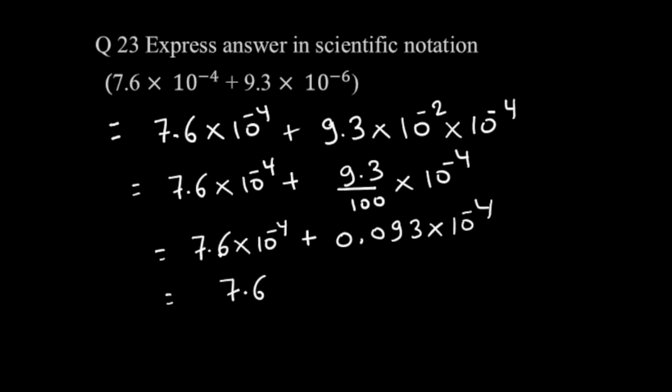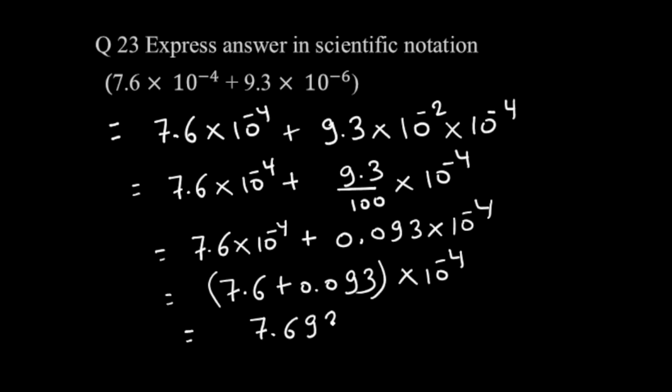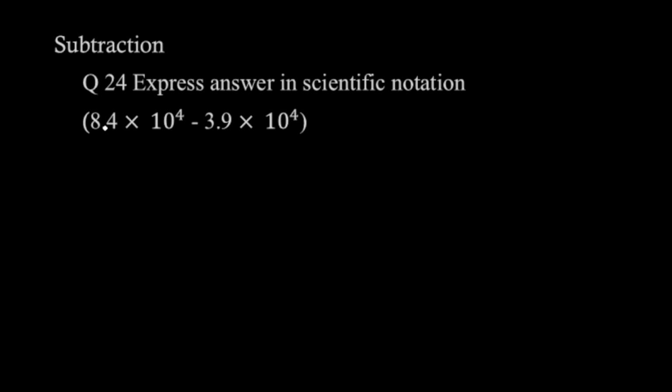7.6. Now we can add 7.6 plus 0.093 multiply 10 to the power minus 4. 7.6 plus 0.093 is 7.693 multiply 10 to the power minus 4. We have a next question. We just finished the addition part. The next part is subtraction.